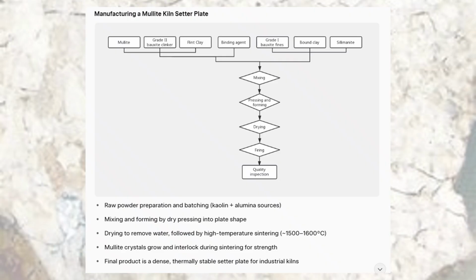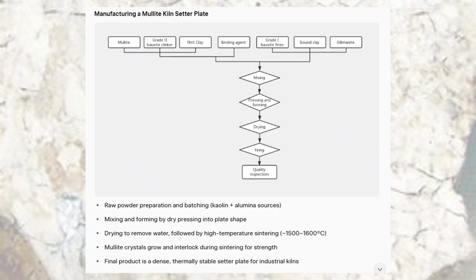Manufacturing a Mullite kiln setter plate starts with raw powder preparation and precise batching using kaolin and alumina sources. The powder is mixed thoroughly and then formed into the plate shape by dry pressing.